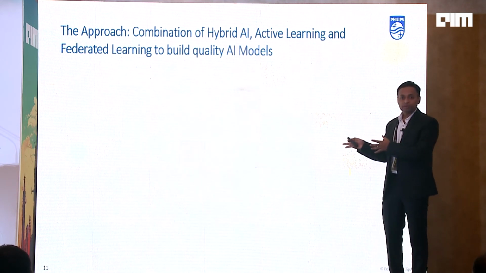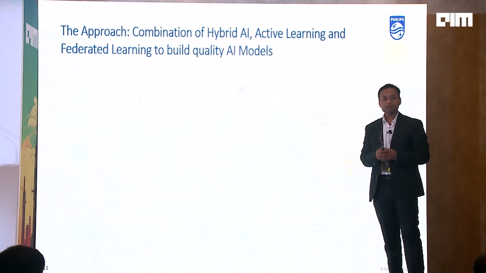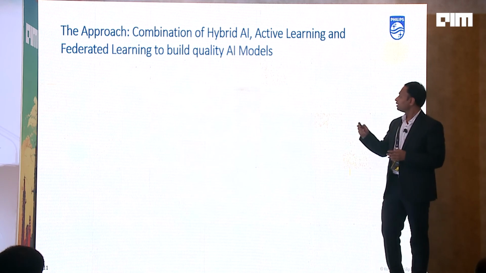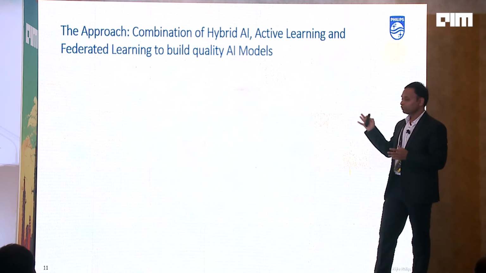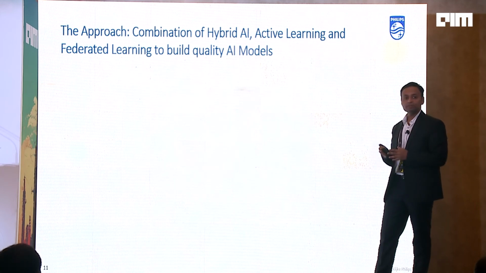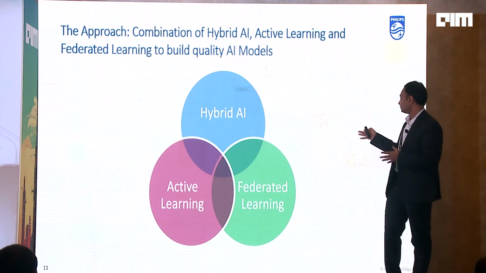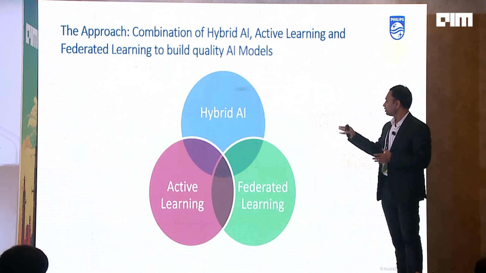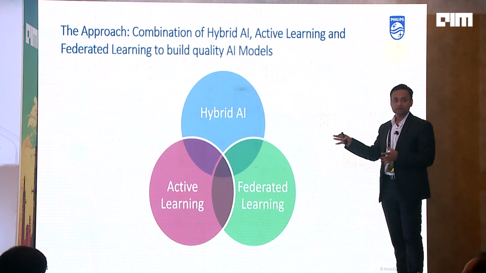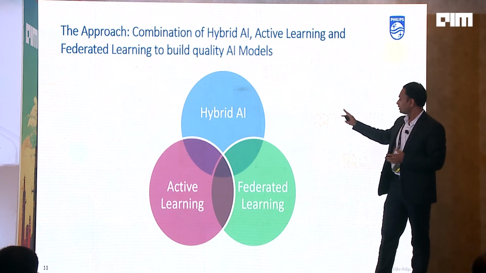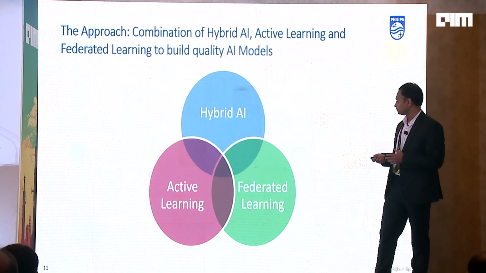Now, coming a bit to the technical solution, those are all good, but how do you solve this problem? An approach for us is a combination of hybrid AI with active learning and federated learning to build these models. And this is what we will try to look at with an example in each of these cases, how we are able to address this challenge and build a high quality AI model by combining these three technical approaches.